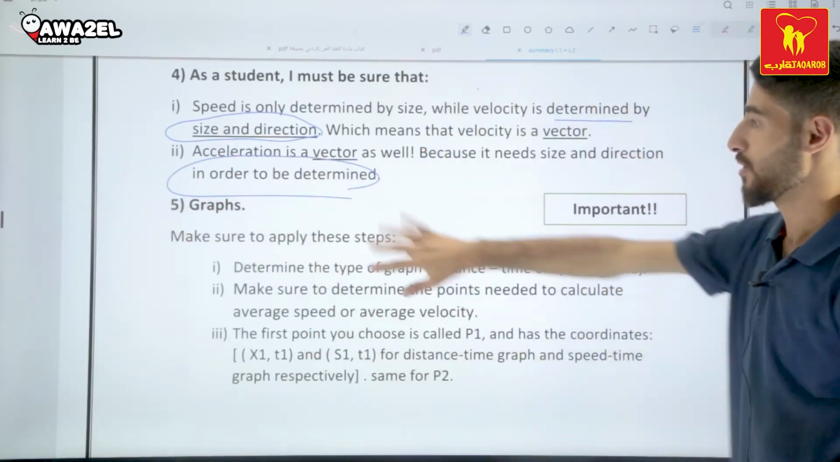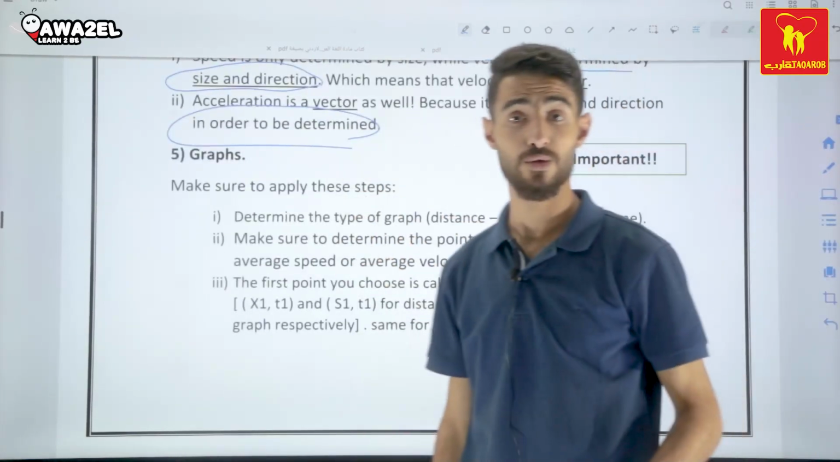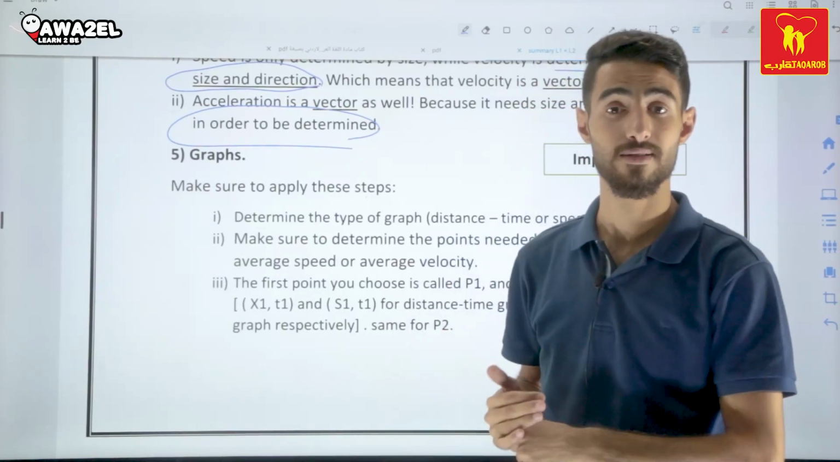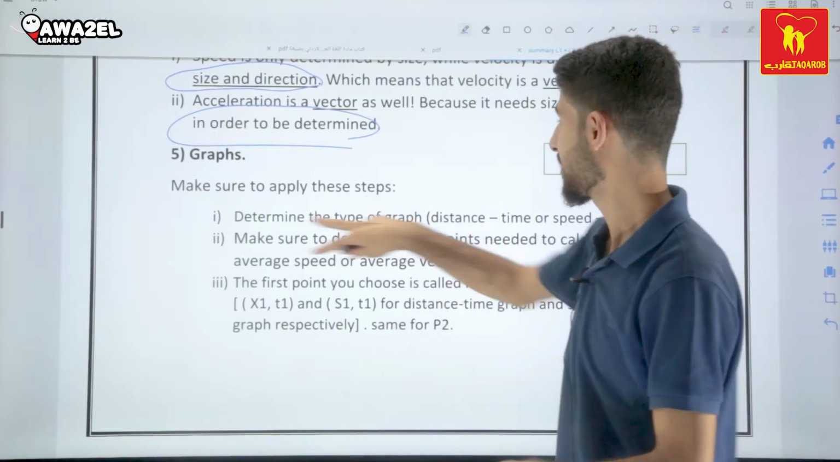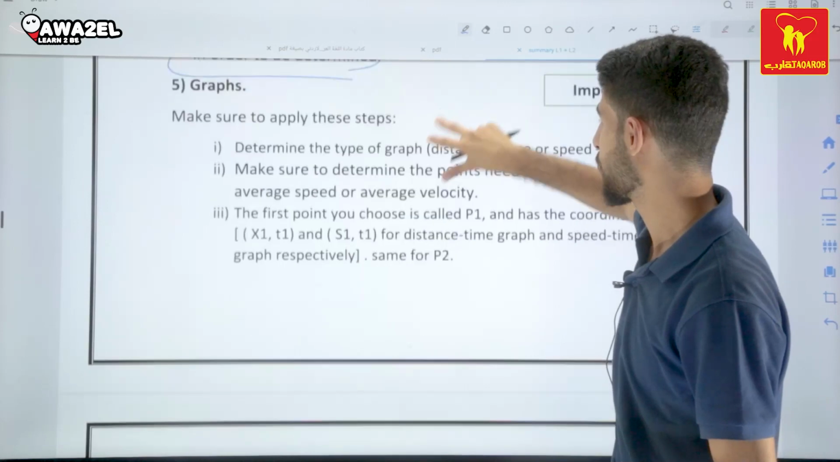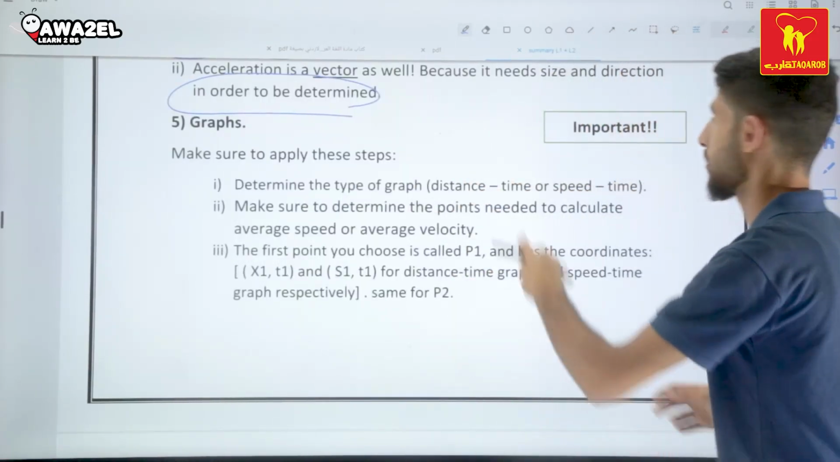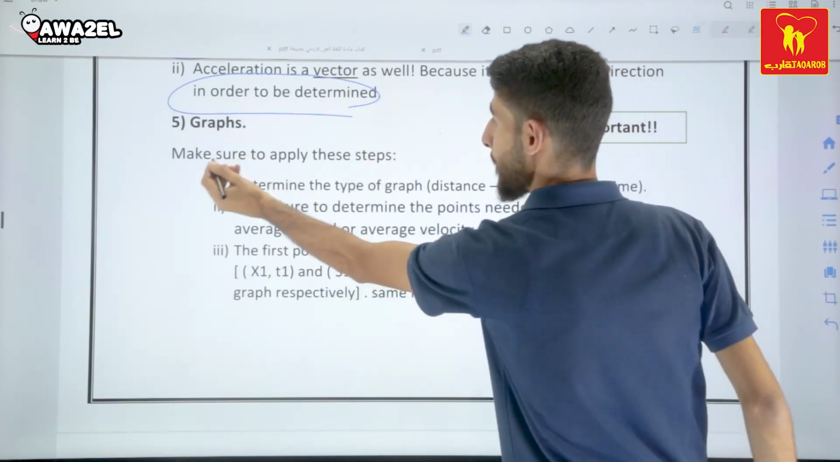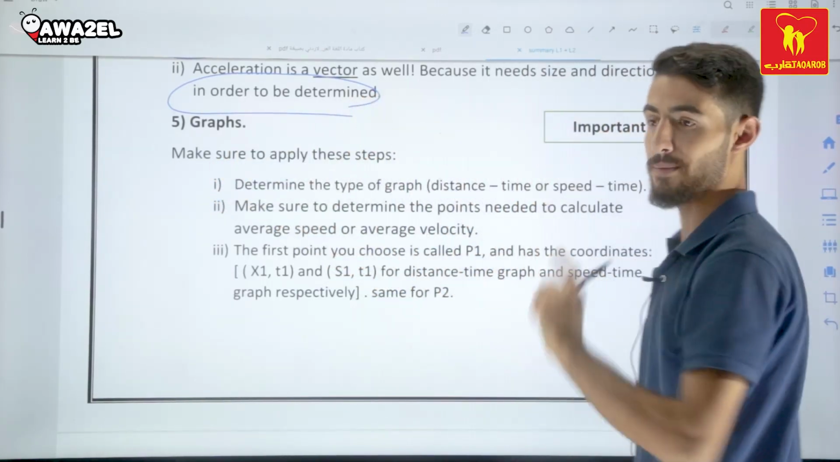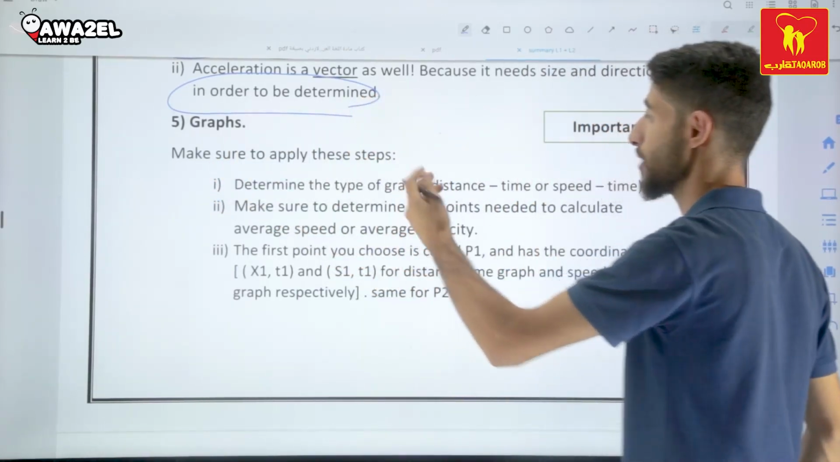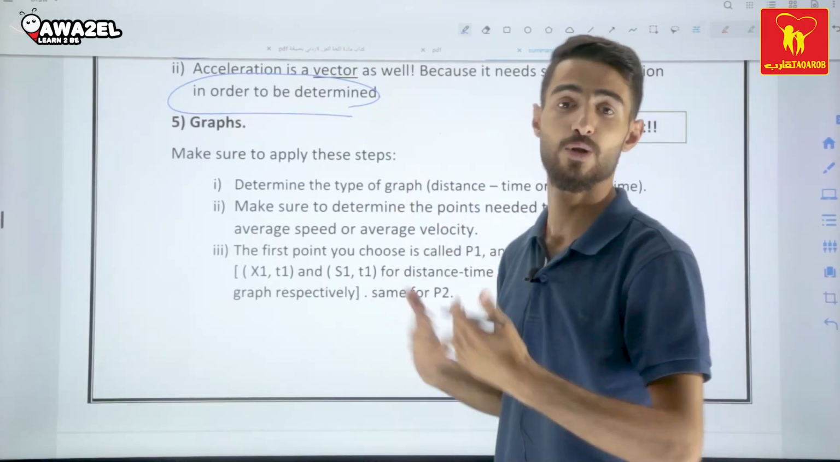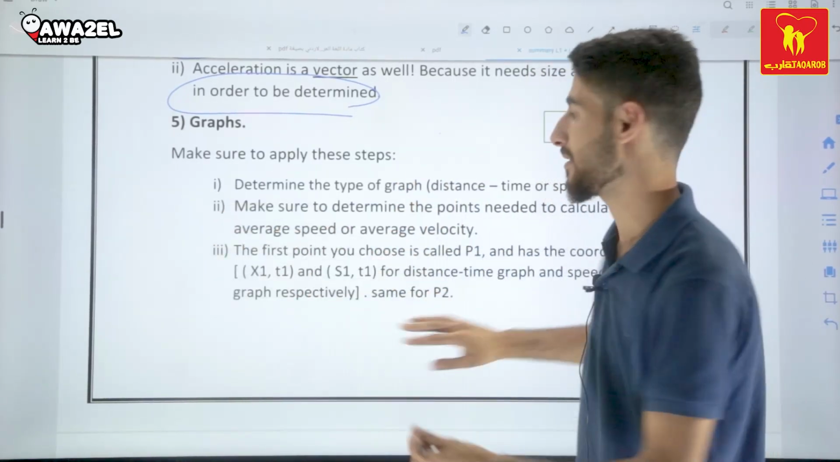Okay? Graphs. I know you hate graphs. So do I. But here we must know how to deal with them, and with me, you won't find it that hard. Please focus. Make sure to apply these steps. They are few steps we have practiced over and over, and we will do it once again.